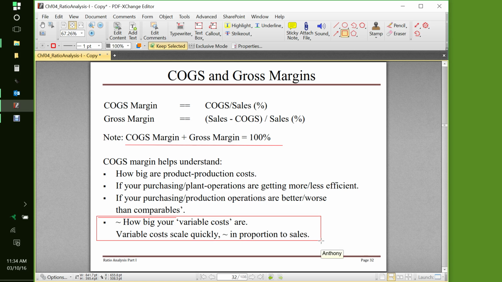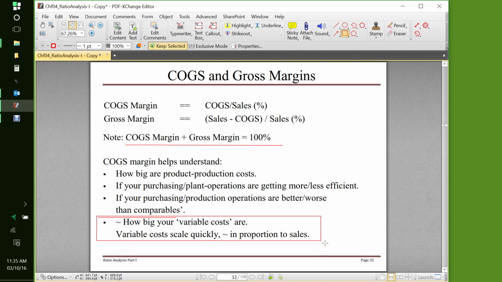What do I mean by that? For those of you who remember your microeconomics, arguably the only important thing anyone ever learns in microeconomics is that costs can be classified into two important tranches. One is variable costs and one is fixed costs.